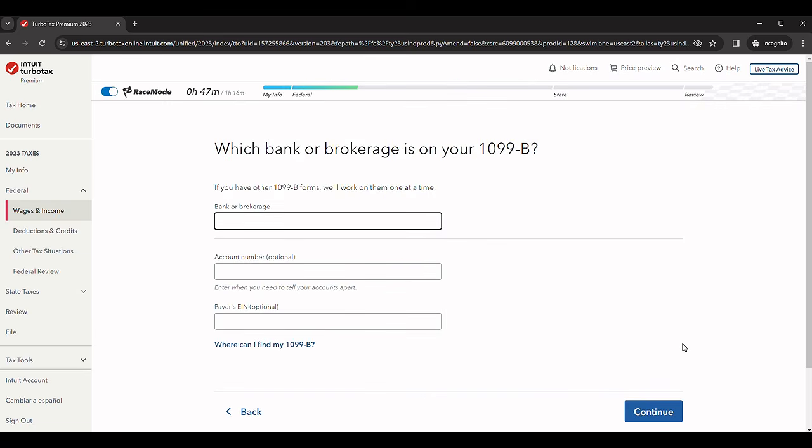Okay. But actually not really, because you just write in the summaries. Your brokerage, let's just say it's Charles Schwab. You don't have to write in your account number. The EIN, you don't have to write that in.